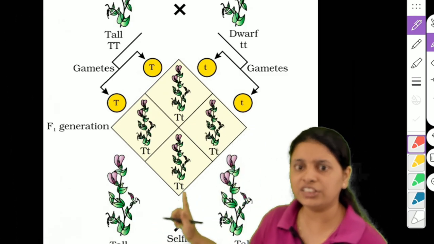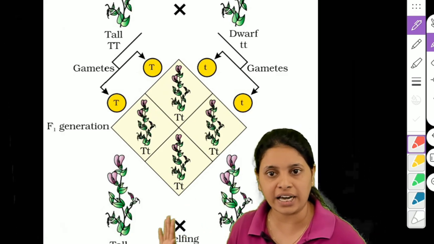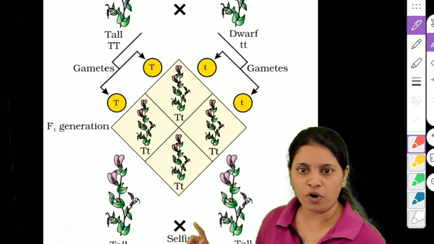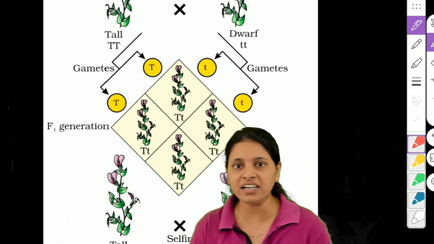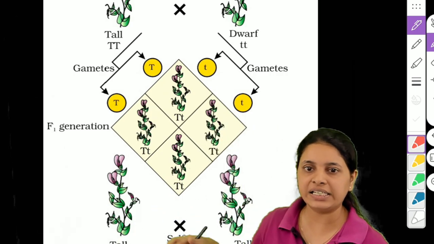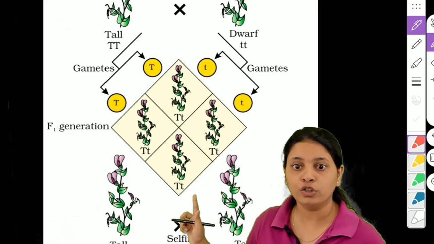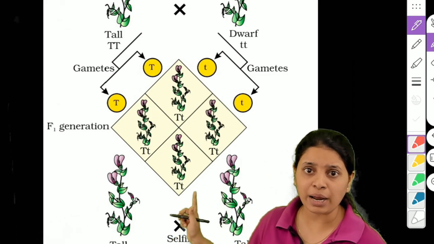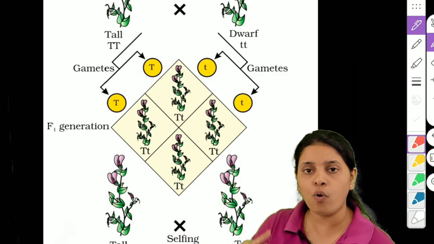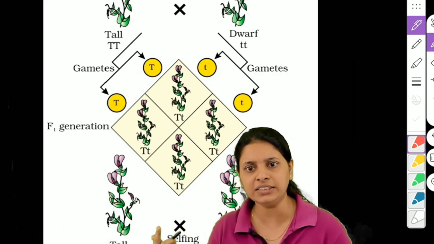But we can see the genetic makeup is hybrid, that is heterozygous, capital T, small t. That means the character tall height was dominant. So we simply say that capital T is the dominant allele and small t is recessive. Though both capital T and small t are present, only capital T is expressed. That is why tall height is dominant.